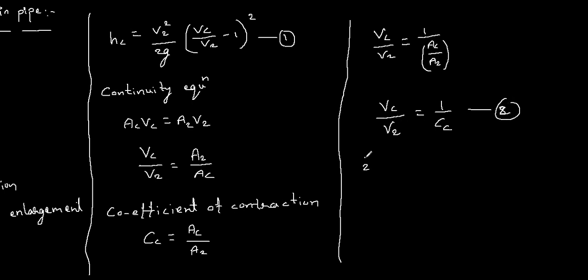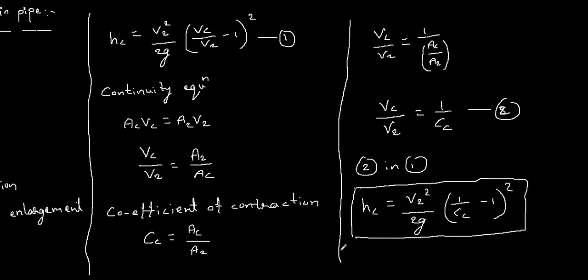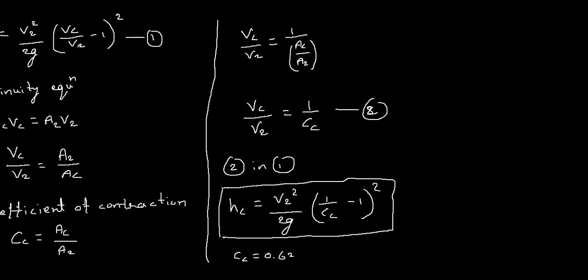Now substitute the second equation in 1. So Hc is equal to V2 square by 2g into (1 by Cc minus 1) whole square. This is the equation which is used for finding the loss of energy due to the contraction in a pipe, and there is a standard value for Cc which is given as 0.62. The standard value of Cc is 0.62.